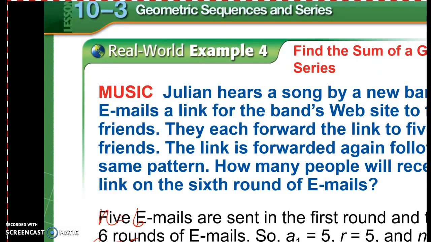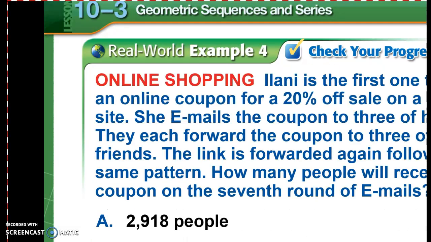And then if we plug that in, we find that the sum would be 19,530. Right, and I'll let you figure out this one.